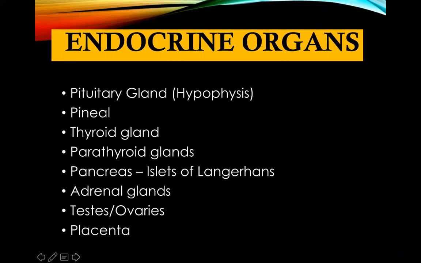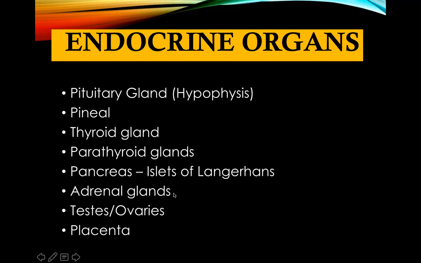Now, before we discuss all the endocrine organs, this is an overview of the endocrine organs. Let's start with the pituitary gland or the hypophysis. Actually, this is the master gland of our body. Next, we have the pineal gland, your thyroid gland, your parathyroid glands. Your pancreas has two functions: you have the endocrine and exocrine functions. And the endocrine part of the pancreas is what we call your islets of Langerhans.